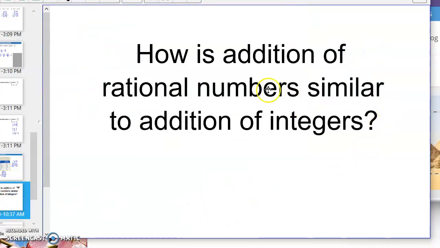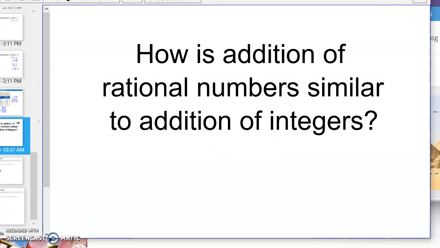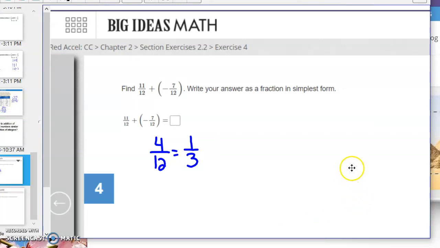So to recap, addition of rational numbers is similar to addition of integers because they keep the same rules. Same signs, add and keep, different signs, subtract, use the sign with the bigger number, then you'll be exact. And that is how we work with rational numbers as well, but of course rational numbers make it a little bit trickier.